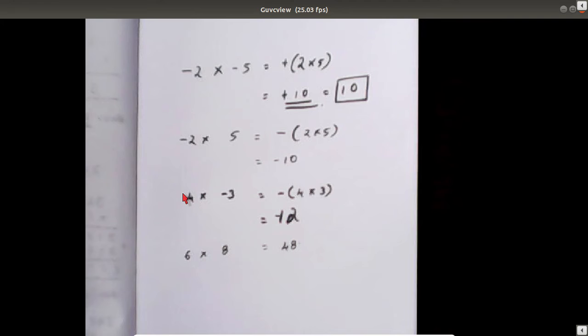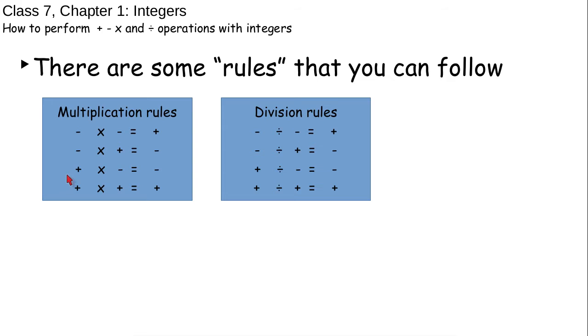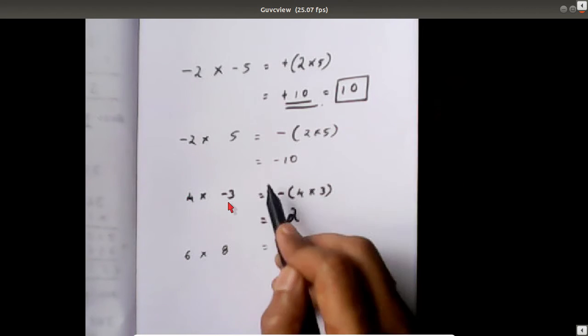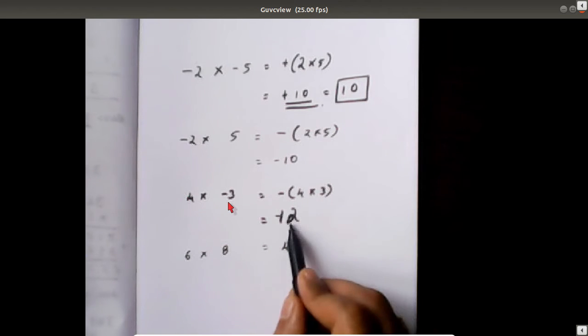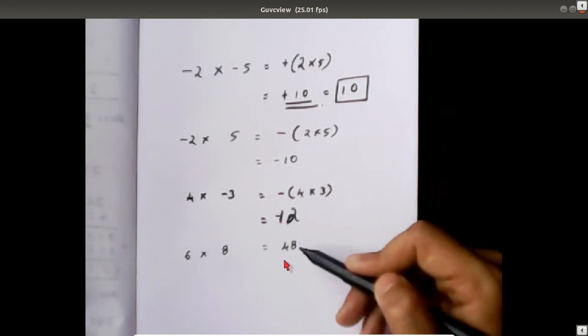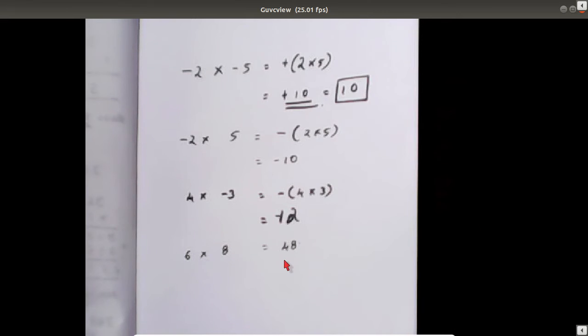Now what happens if you multiply a positive number with a negative number? Let's look at our rule. Positive number multiplied with a negative number is equal to a negative number. So 4 into minus 3 is minus of 4 into 3, which is minus 12. Now positive number into positive number, this you have done quite frequently already now. This is 6 into 8, which is 48. So this is a positive number. So this is how you apply rules for multiplication.